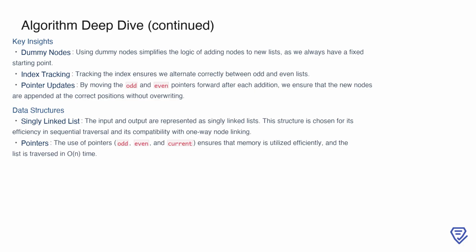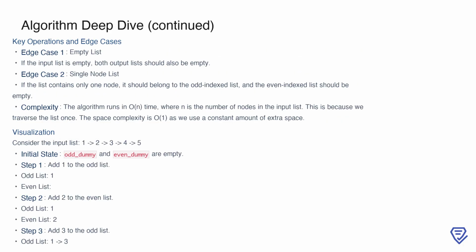The algorithm relies on singly linked lists for their simplicity and efficiency in traversal, and pointers like current, odd, and even are used to maintain O(n) time complexity. Additionally, the space complexity remains O(1), since we only use a constant amount of extra memory for pointers and counters. When implementing this algorithm, it is important to account for edge cases. For example, if the input list is empty, the algorithm should return empty odd and even lists as there are no nodes to process. In the case of a single node list, that single node will belong to the odd-indexed list, while the even-indexed list will remain empty.